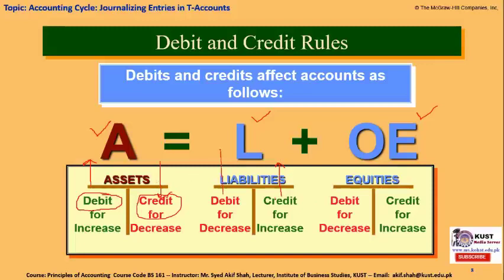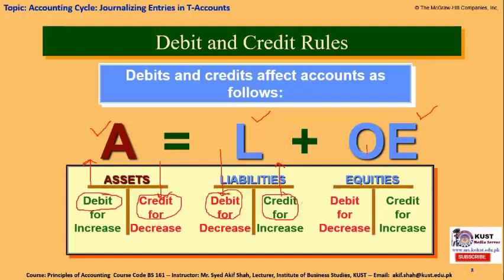Similarly, when there is a decrease in the liability of the business entity, for example, if the company has paid out its liability, such an entry is recorded as a debit entry because the company has paid out its liability. So when there is a decrease in the liability, it must be recorded as a debit entry. And when the company's liability has increased, it will be recorded as a credit entry.